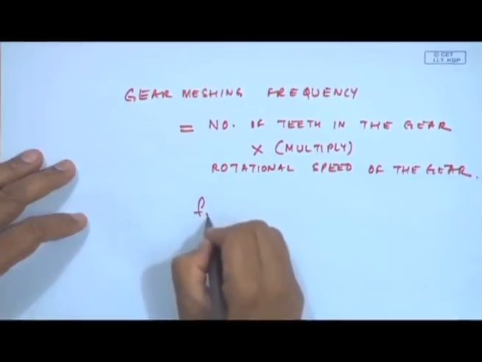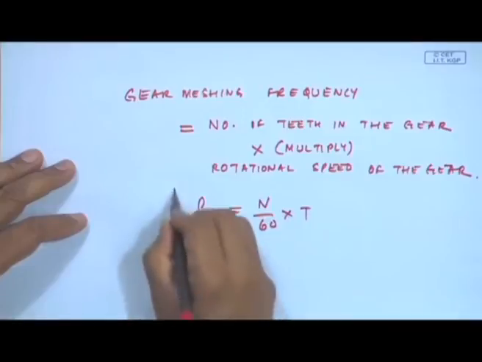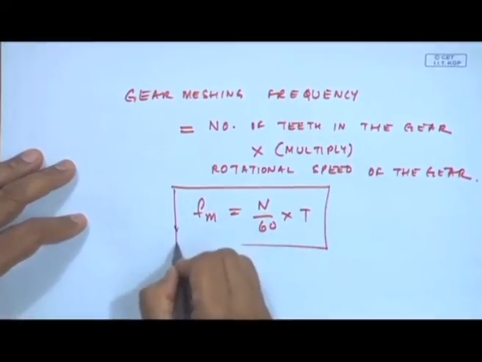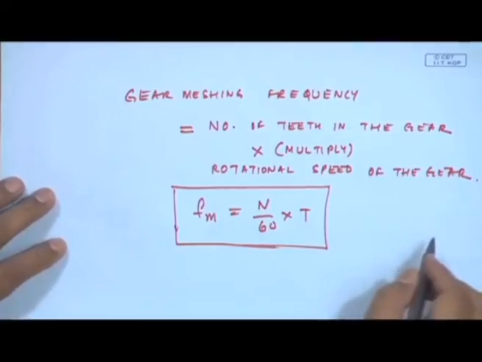So, F m is nothing but N by 60 times T for a linear spur gear or helical gears. Okay.